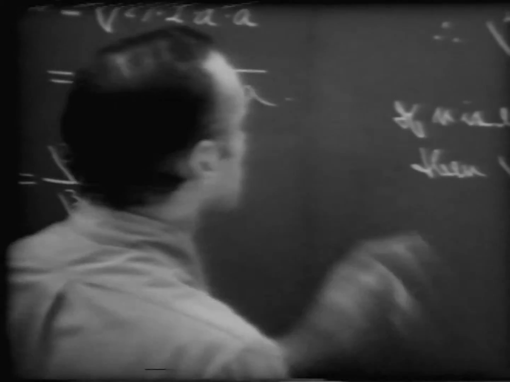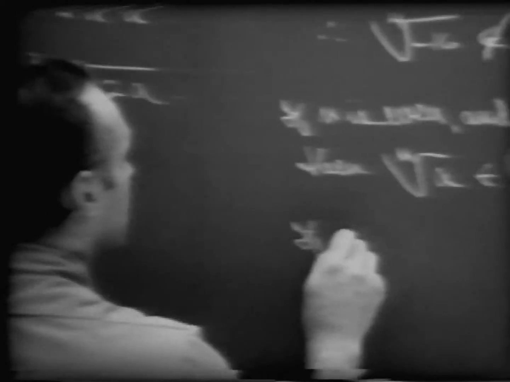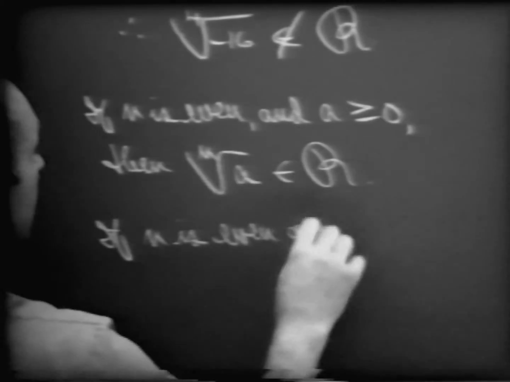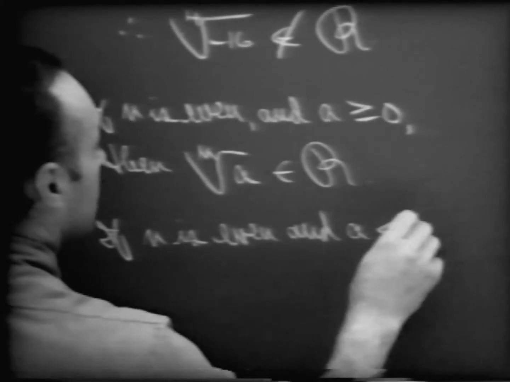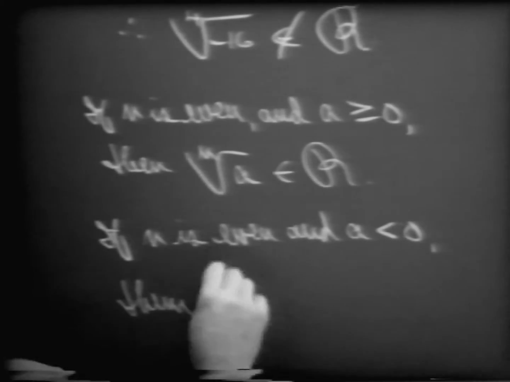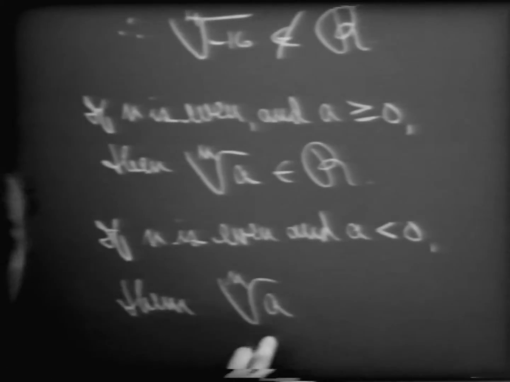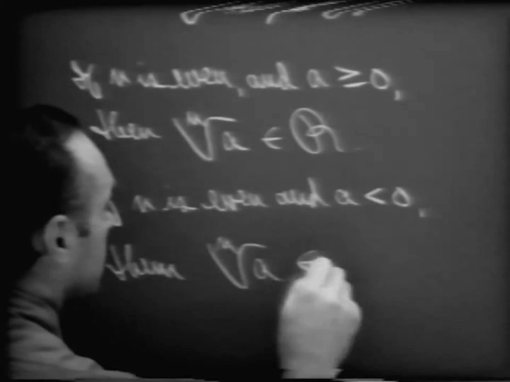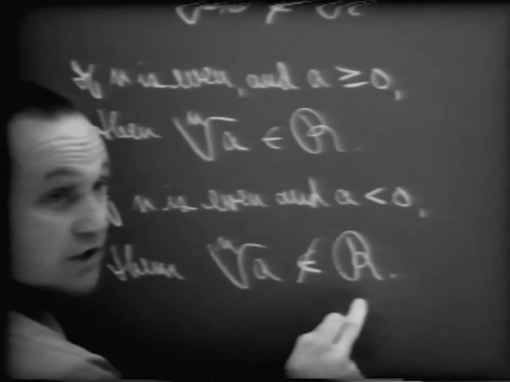Okay. Now, suppose we were to ask ourselves, if n is still even, and a is less than 0, then what is our conclusion about the nth root of a? What now must we say about this number? And here's a case where it does not belong to the set of real numbers, okay?